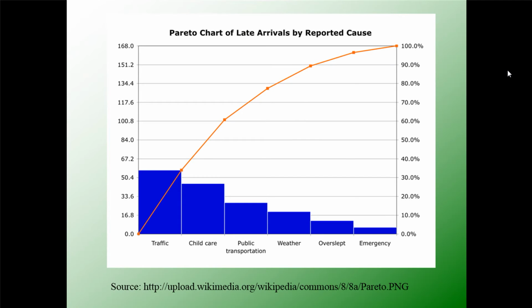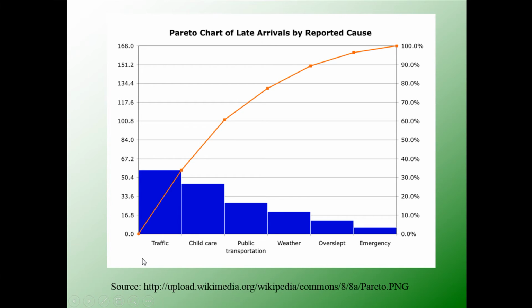So here's an example that is constructed to show causes of late arrivals. It may be late arrivals of employees to work or students to class or whatever. But what you can see is that we have a list of possible causes here. So traffic is a cause, childcare, public transportation, the weather, and so on. And we have plotted in the bar graph the number of instances that has occurred. You can either plot the number or you can plot the percentage. And those bars have now been ordered by the most frequent.